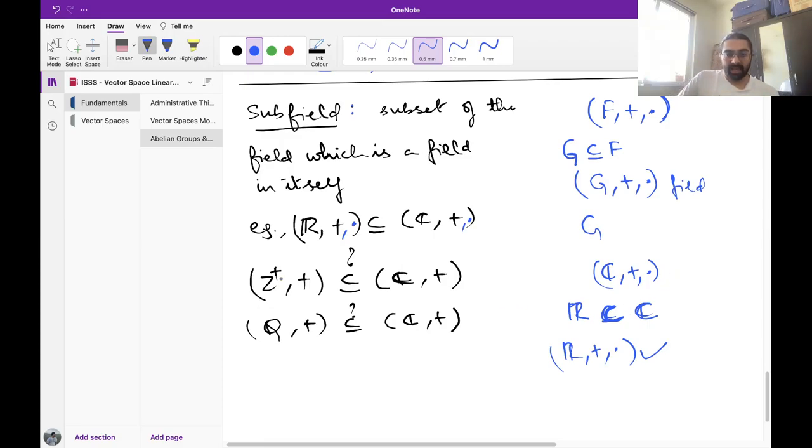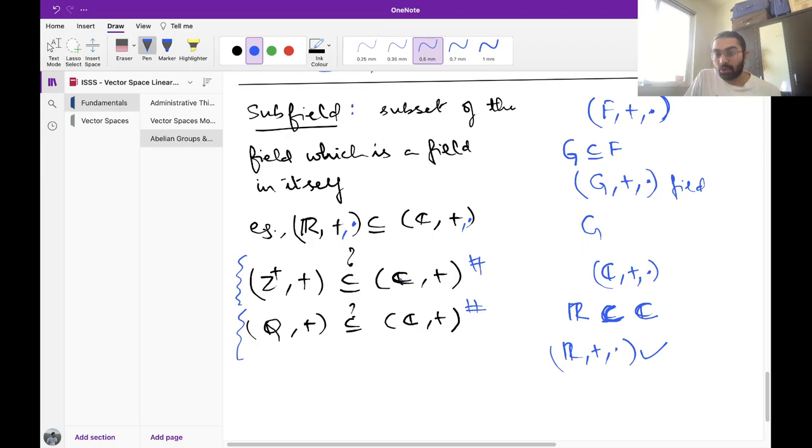Then, if you think about these two operations, one is Z plus, comma, plus. What is Z plus? It's basically positive integers. Will this be a subfield of complex numbers or not? That's one thing you need to think about. And second, the set of rational numbers: is this a subfield of complex numbers or not? We'll discuss more in the next class, but just go ahead and think about it.